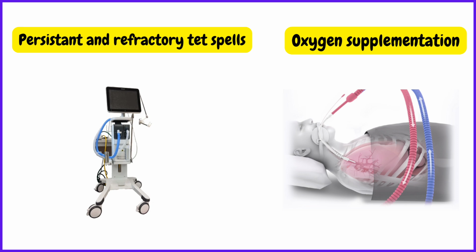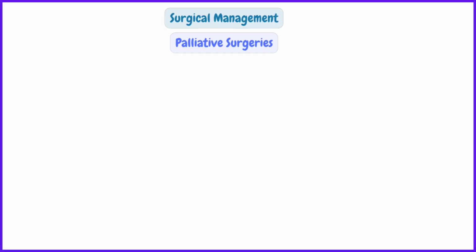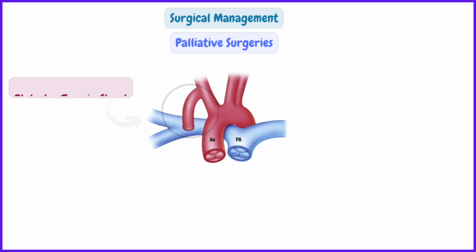Oxygen supplementation should be started. This causes pulmonary vasodilation and hence decreases the pulmonary vascular resistance. In surgical management, palliative surgeries can be done. Blalock-Taussig shunt can be implanted.